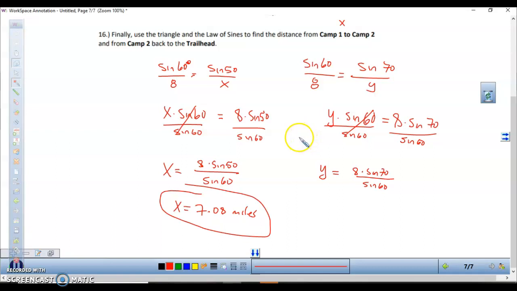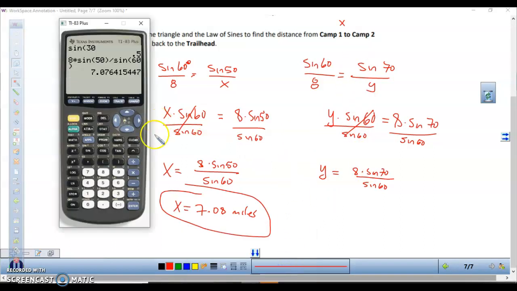All right, and then I'm going to do this one. So I'll use my calculator. And I have 8 times the sine of 70, close that parenthesis, divided by the sine of 60. And I get that y, the distance from Camp 2 back to the trailhead, is about 8.68 miles.